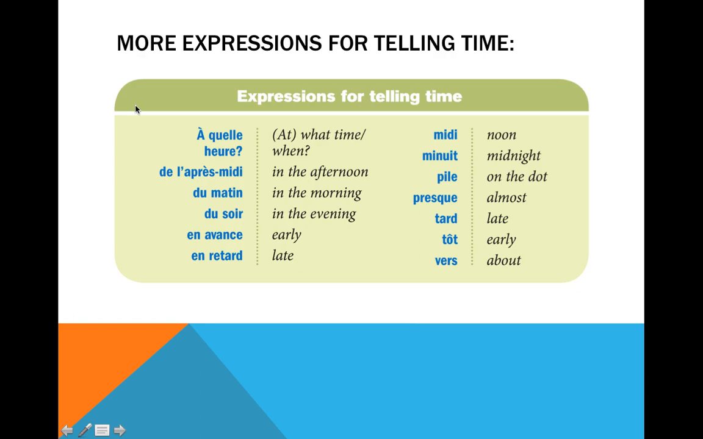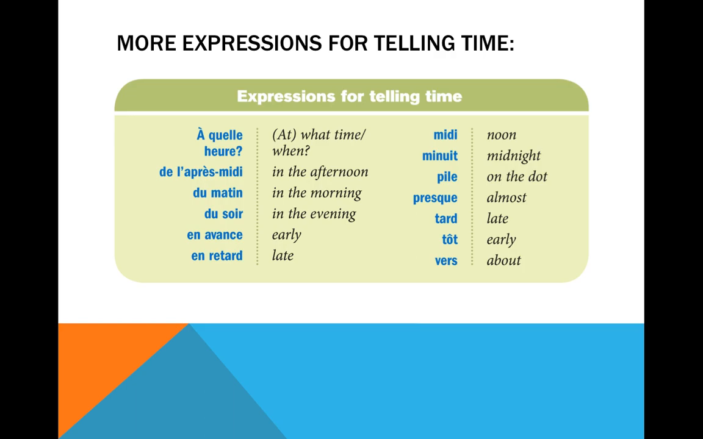Few more expressions for telling time. These are important for specific times of the day, or specific ones like noon or midnight, or if you want to talk about whether something is early or late. So our first one we already talked about. This is how to ask the time. So if you say à quelle heure, it's not asking what time it is, it's asking what time something is happening. So you might say à quelle heure est-ce que nous déjeunons? What time do we have lunch?